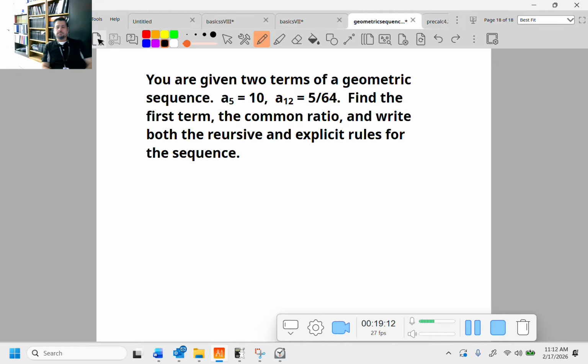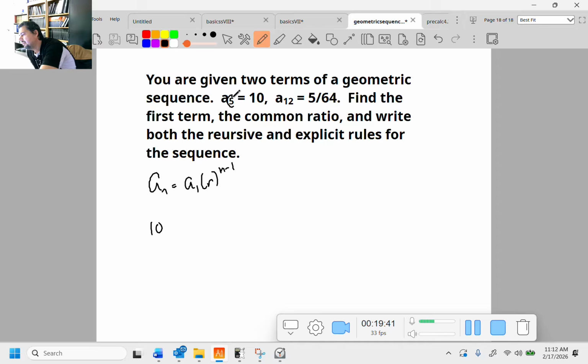You're given 2 terms of a geometric sequence. A sub 5 is 10 and A sub 12 is 5/64. So find the first term, the common ratio, and write both the recursive and explicit rules for the sequence. This is a tough little problem. It really is. It is a tough little problem. You can sit there and be recursive and think about what you have to multiply and divide by, or you can use algebra. But it's geometric, so I know I get to plug into this rule right here.